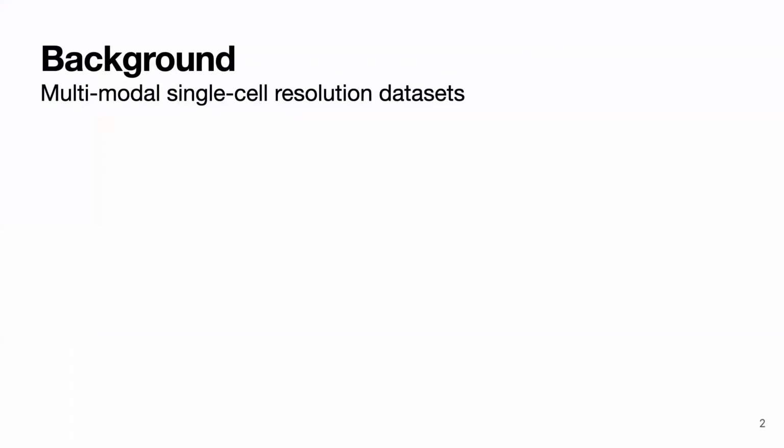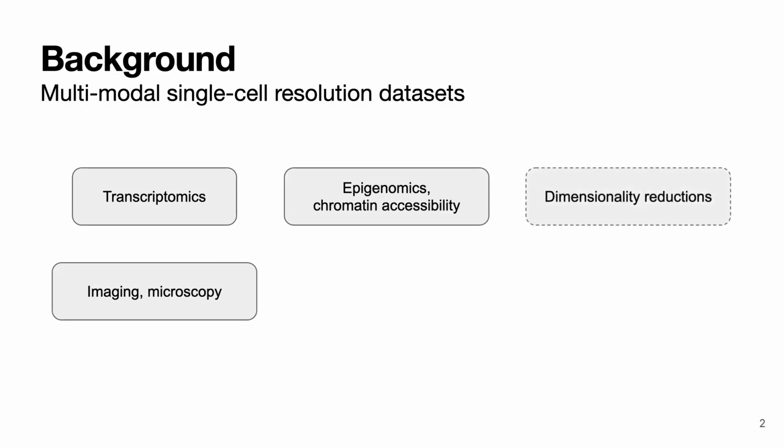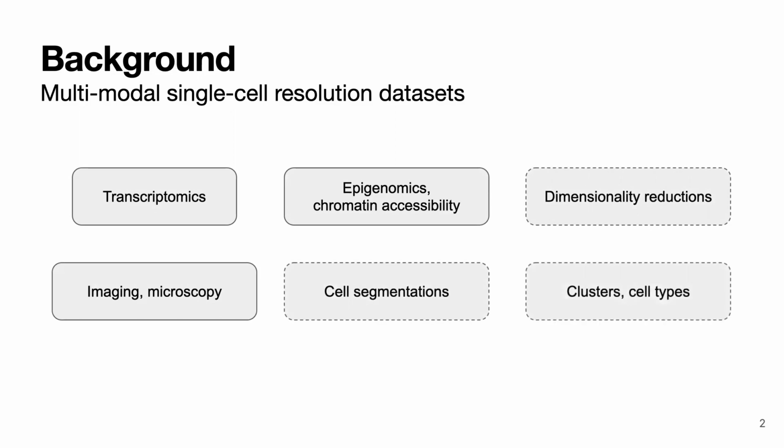There are now many labs generating datasets at single-cell resolution, which span multiple modalities, including transcriptomics, chromatin accessibility, and imaging. After cells have been profiled and the raw measurements obtained, standard processing steps generate further derived data, which may include dimensionality reductions, cell segmentations, and unsupervised clusterings or cell type assignments.